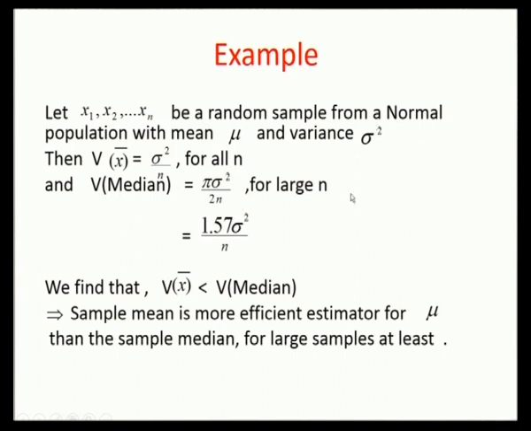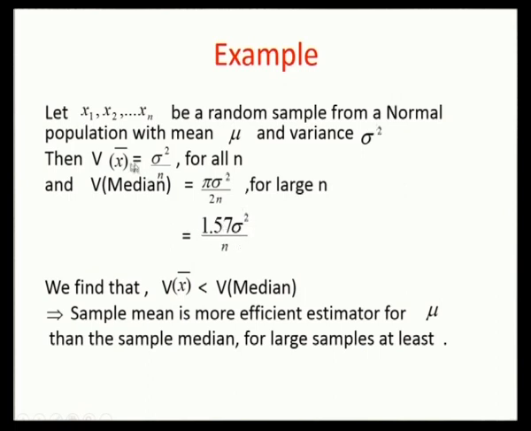Now let us analyze this concept through an example. Let x1 up to xn be a random sample from a normal population with mean mu and variance sigma squared. Then you are very much familiar that variance of x bar is nothing but sigma squared by n for all n, and variance of median is nothing but pi sigma squared by 2n for large n. Now you know that pi by 2 is nothing but 1.57, so the variance of median is 1.57 sigma squared by n.